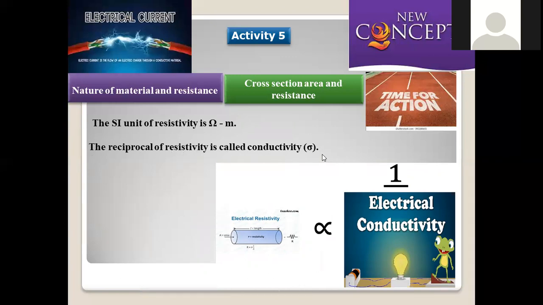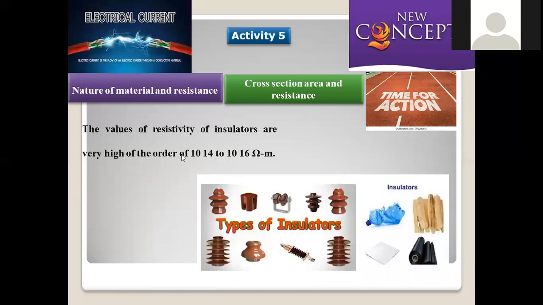The reciprocal of the resistivity is called conductivity. Conductivity is measured in sigma, right? Electrical resistivity always has a reciprocal relation with electrical conductivity. Resistivity is the opposing power to the flow of current. Conductivity is the supporting force for the flow of current. So both are inversely proportional to each other, right? So conductivity is given the symbol sigma, and resistivity is measured in ohm meter.